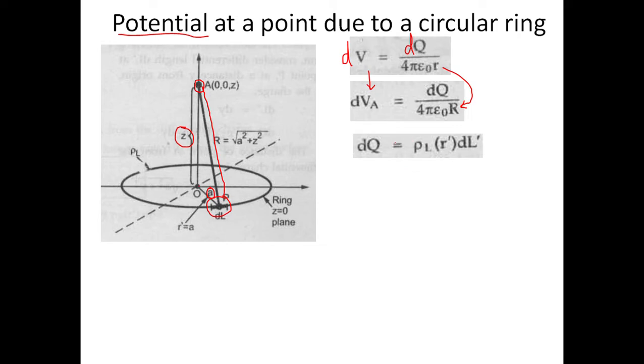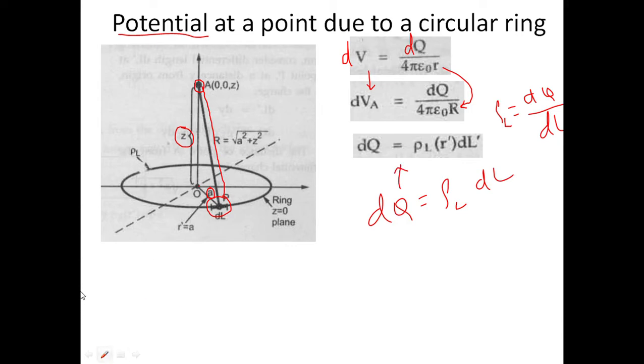dV equals dQ by 4 pi epsilon naught R. Now dQ. Now we know that rho L is equal to dQ by dl. So now what will be dQ? dQ will be rho L into dl. So that is what is written here, right?